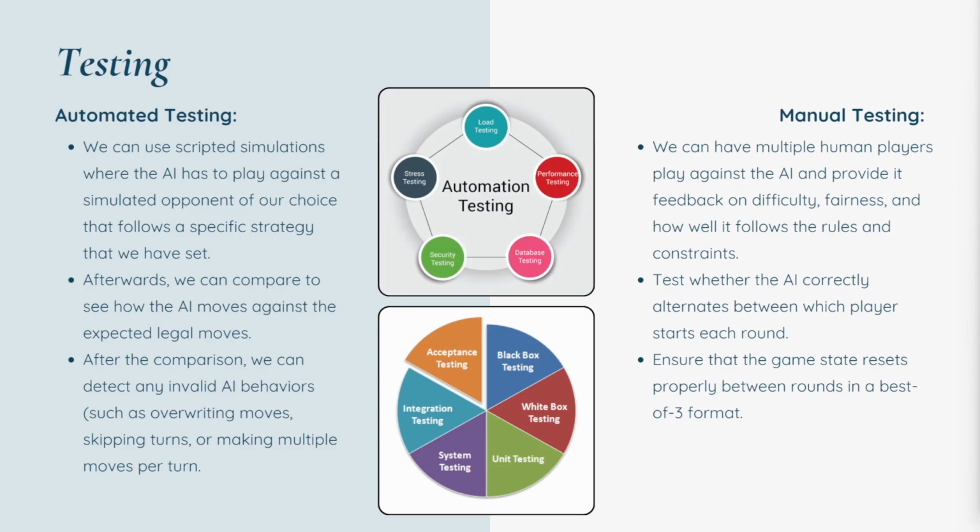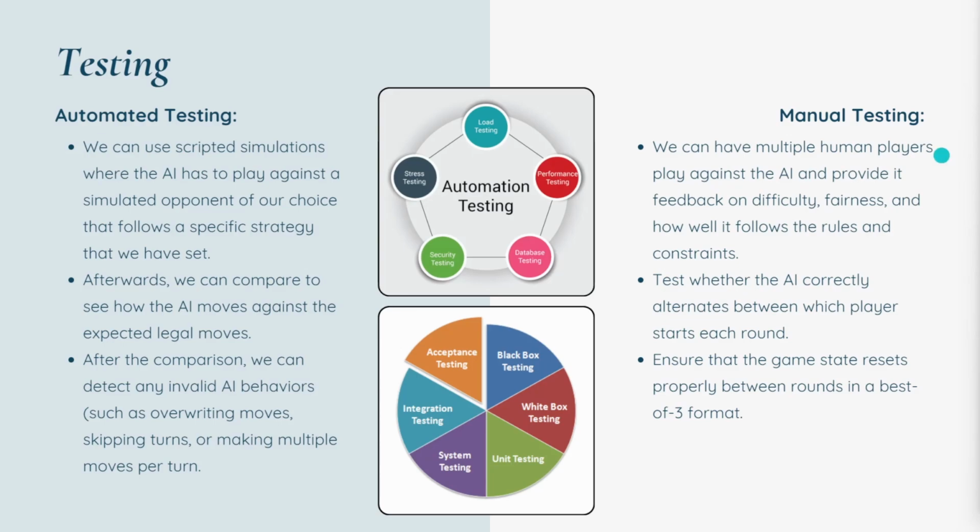So one key aspect of manual testing is checking if the AI properly alternates between who starts each round. Since we're using a best of 3 format, the AI should correctly take turns starting each game to keep things balanced. So we also need to verify that the game state resets correctly between rounds. This ensures that the board clears properly and the AI does not retain information from previous rounds that could impact its decision making unfairly.